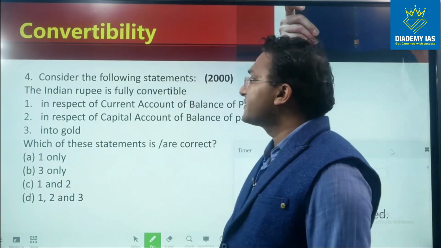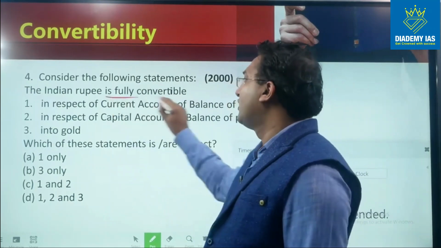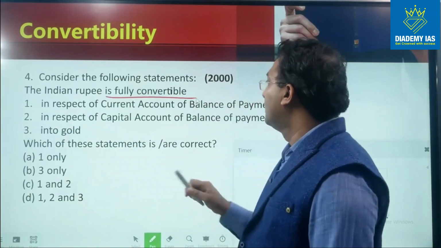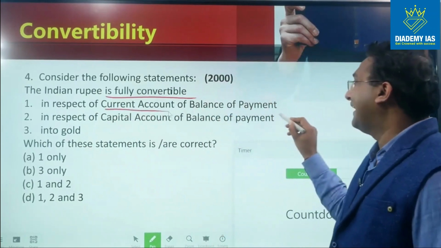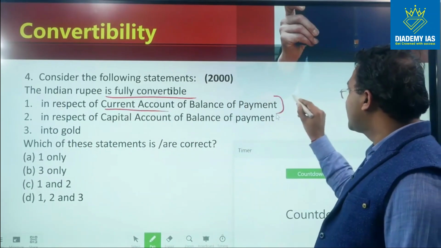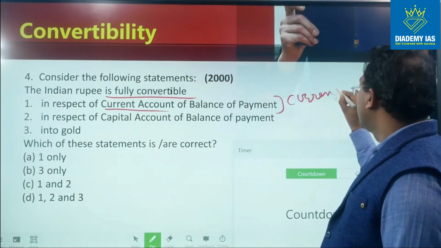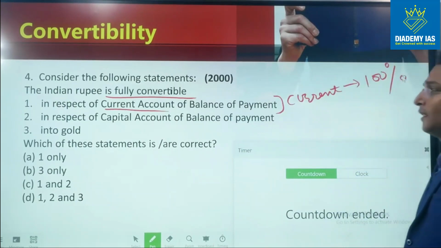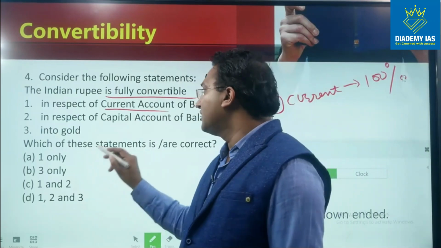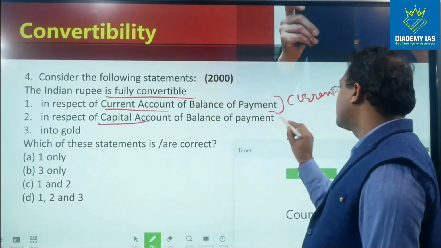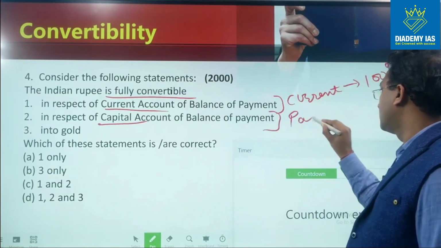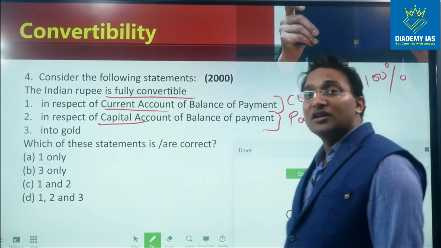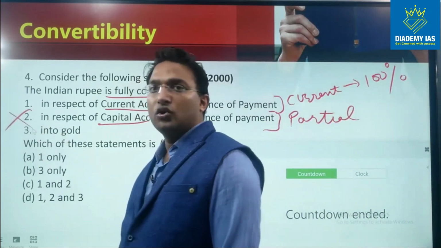Consider the following statements. Indian rupee is fully convertible. Statement 1. In respect of current account of balance of payment, yes. With respect to current account, Indian rupee is 100% convertible. Statement 2. In respect of capital account of balance of payment, this is wrong, because in case of capital account we have partial convertibility, so statement 2 is wrong.